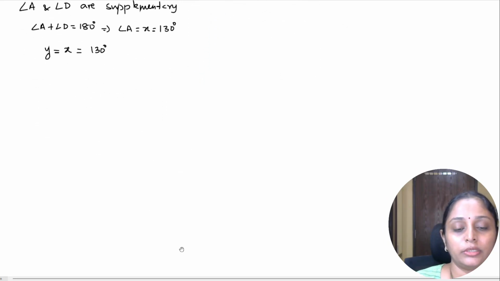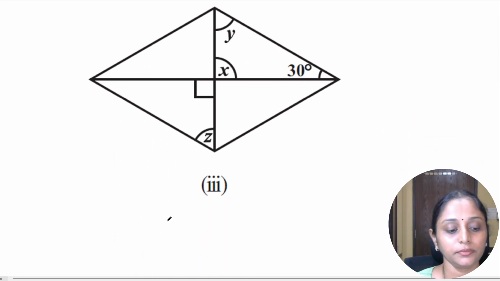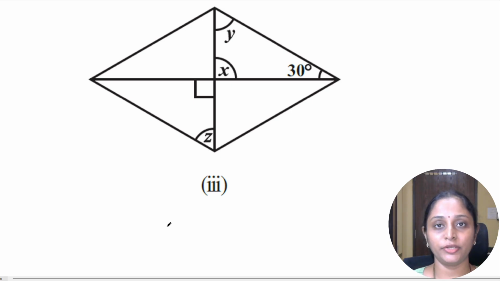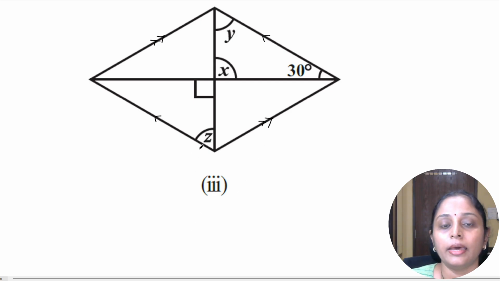Next, coming to the third figure that they have given. Here, this is a parallelogram. They have mentioned in the question that all the given figures are parallelograms, right? Because the orientation is different, let me just put these symbols so that we don't forget the fact that it's a parallelogram.